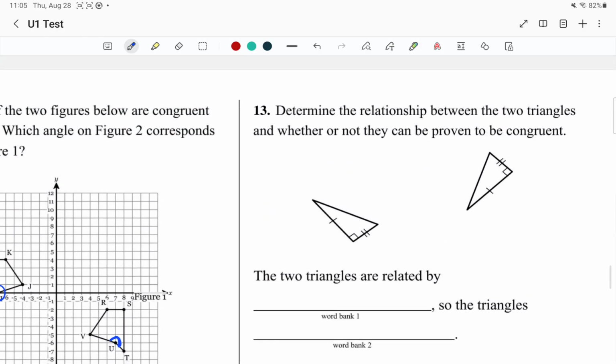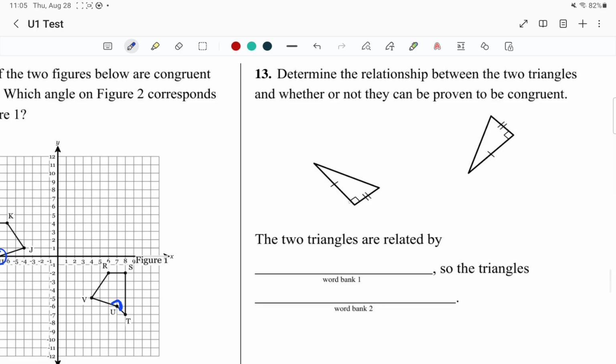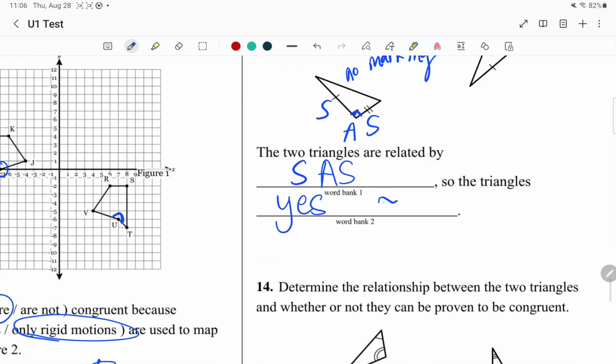Determine the relationship between the two triangles and whether or not they can be proven congruent. So I see a right angle, which first makes me think hypotenuse leg, but I then noticed that the hypotenuse, the longest leg, is not marked. No marking, which means it can't be hypotenuse leg. So I'm going to go back to my sides, my angles, and my sides. So two triangles are related by side, angle, side, and that is a yes, they are congruent. I'm just going to put the congruent symbol.